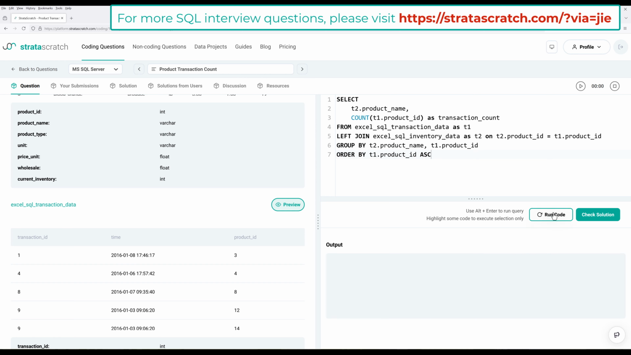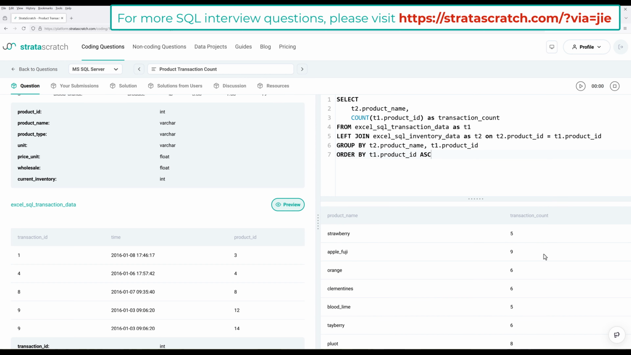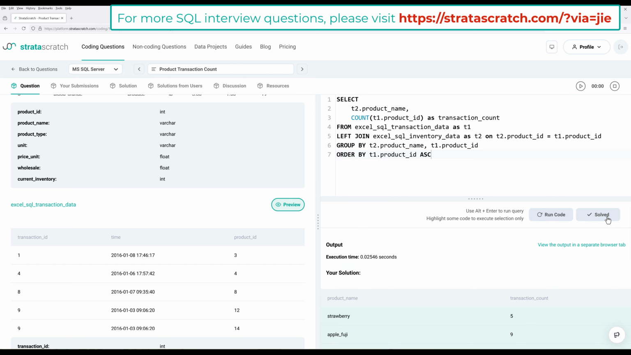Run the query to ensure the output is correct. Now click Check Solution, and the system will mark the solution as solved.